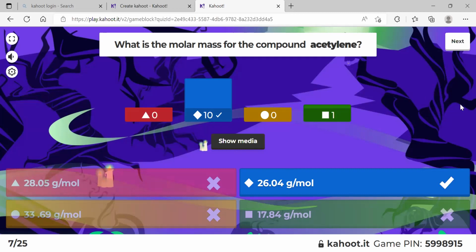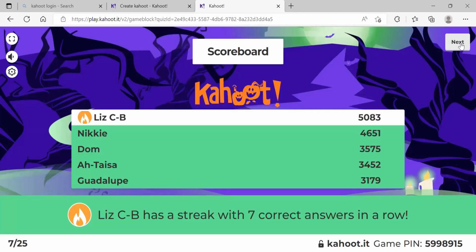Excellent. People know how to calculate the molar mass for this compound, which is C2H2. Great job, you guys. Let's continue. Ooh, somebody's going to get a perfect score today. Let's move on to question 8.